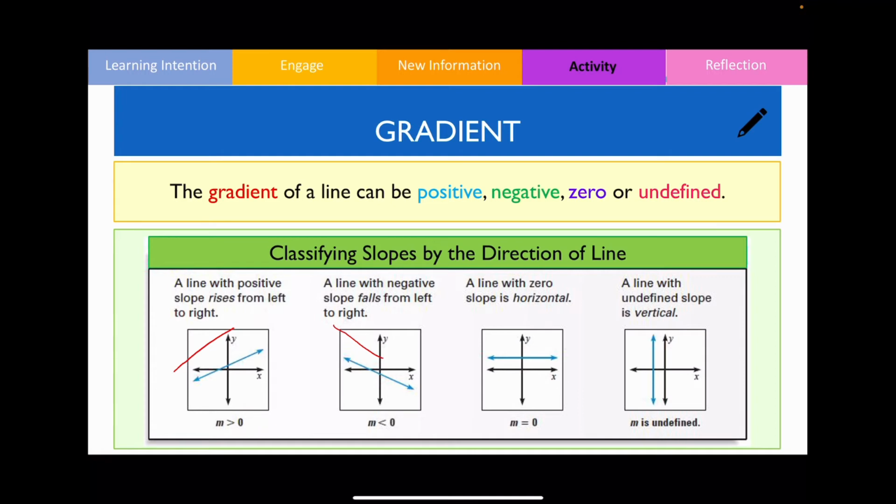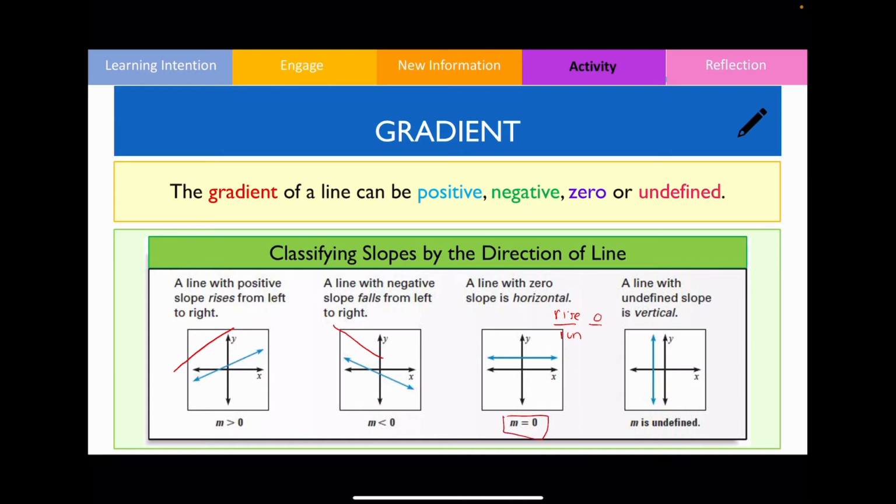The next gradient is where you have a flat horizontal line, so the gradient is going to be equal to 0. The reason why it's going to be equal to 0 is because in this example over here, you're not actually rising, you're not actually increasing vertically at all, and because of that, 0 divided by any value is therefore going to be equal to 0. So that's why the gradient is equal to 0 in this case.